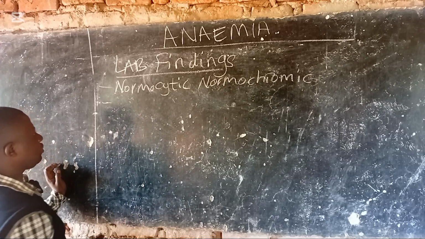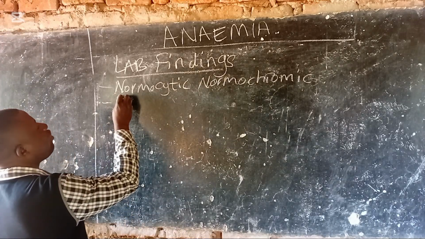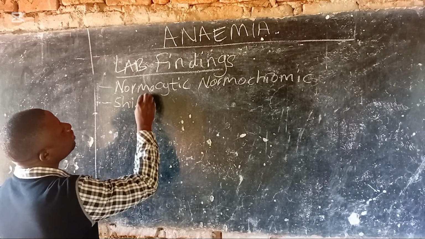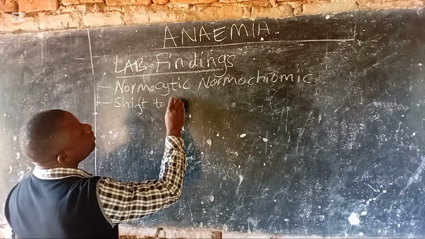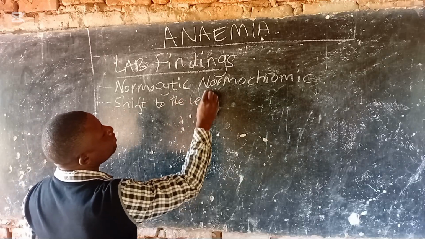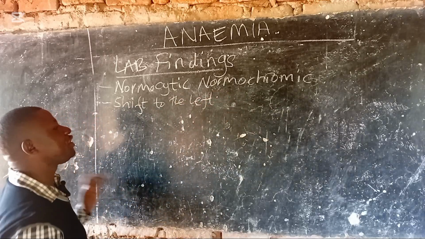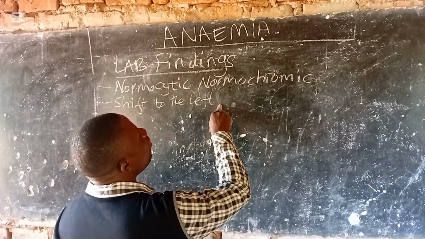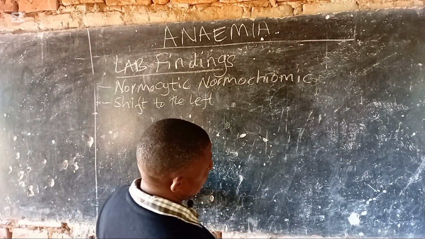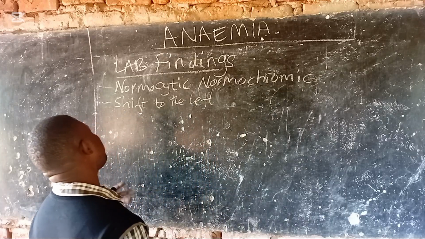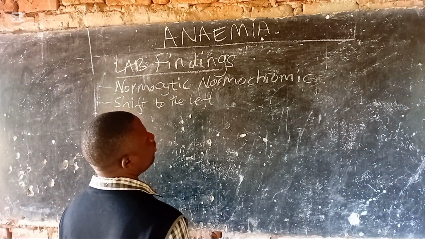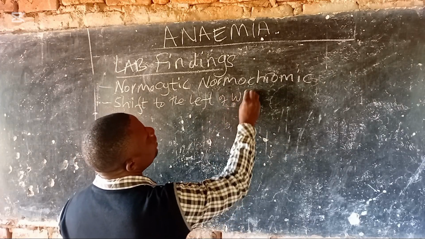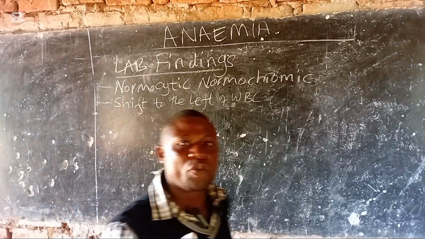Then when you check the white blood cells, you see that there is a shift to the left. When we say shift to the left, it means there is appearance of young white blood cells in the peripheral blood. They shift to the left of white blood cells.